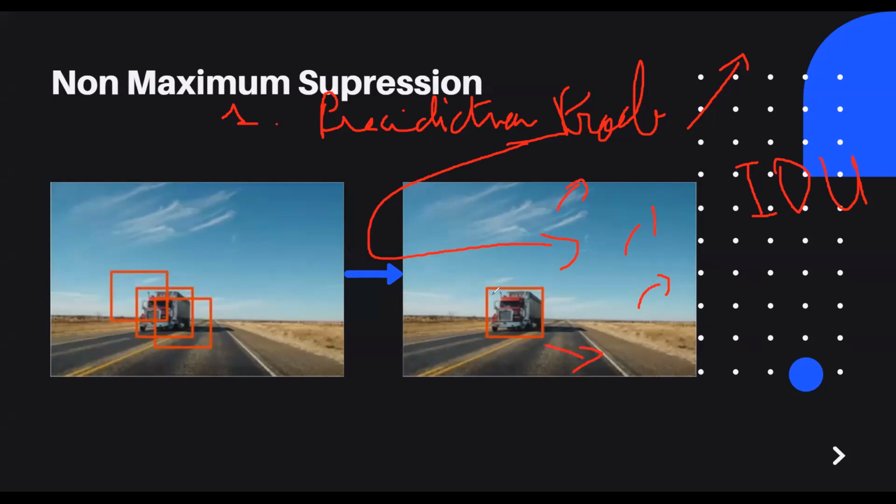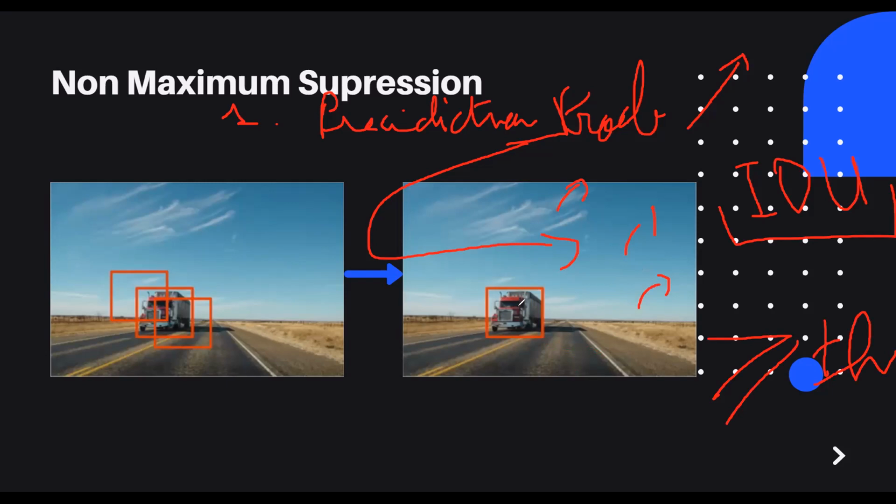For example, around this area, certainly we're going to have multiple predictions, right? So let's say we had one in here, one in here, one in here, because they all contain different parts of the object. So they're all going to have some sort of activation. So what we do is we calculate the intersection over union between this box and all the other boxes. If the intersection over union is bigger than a certain threshold, we remove those predictions.